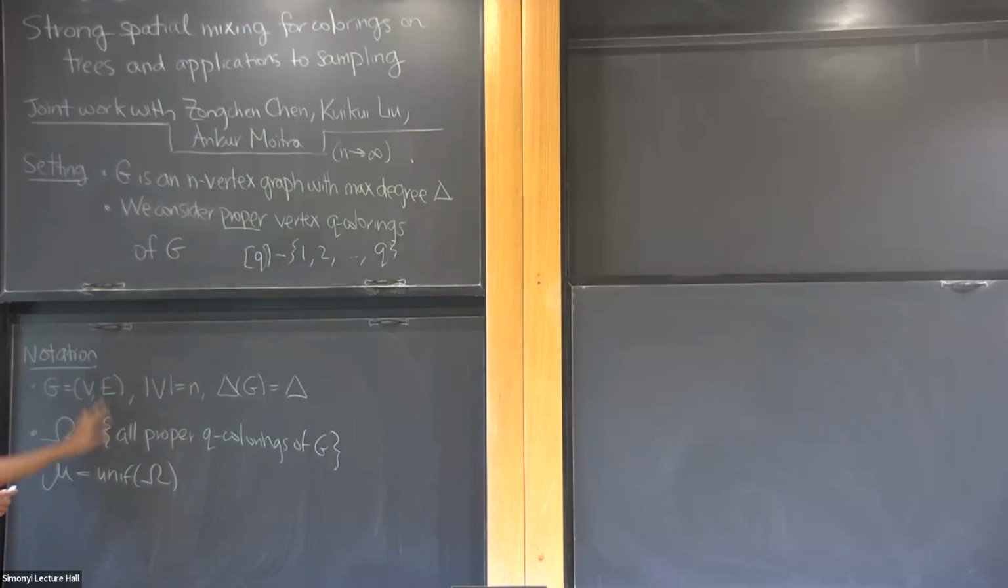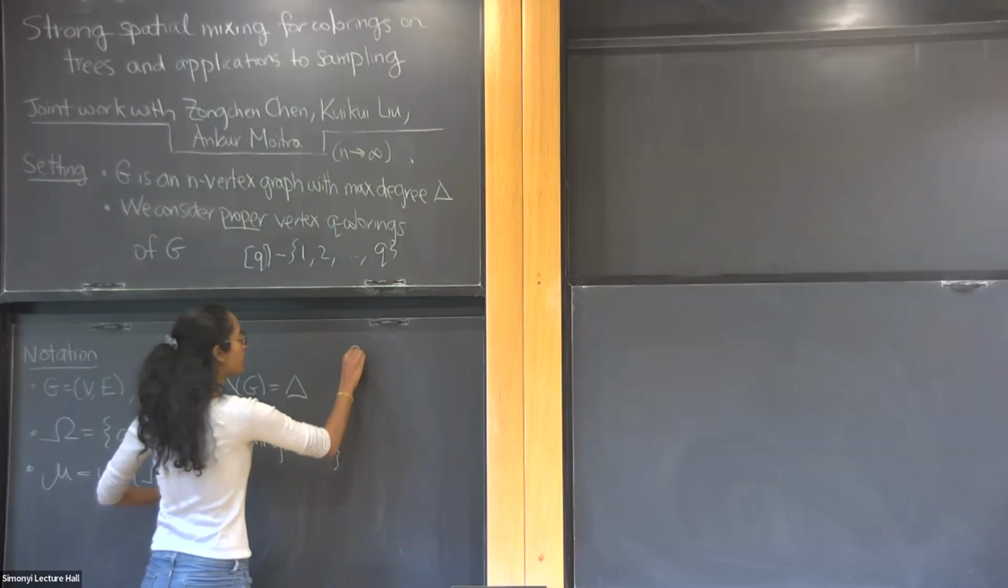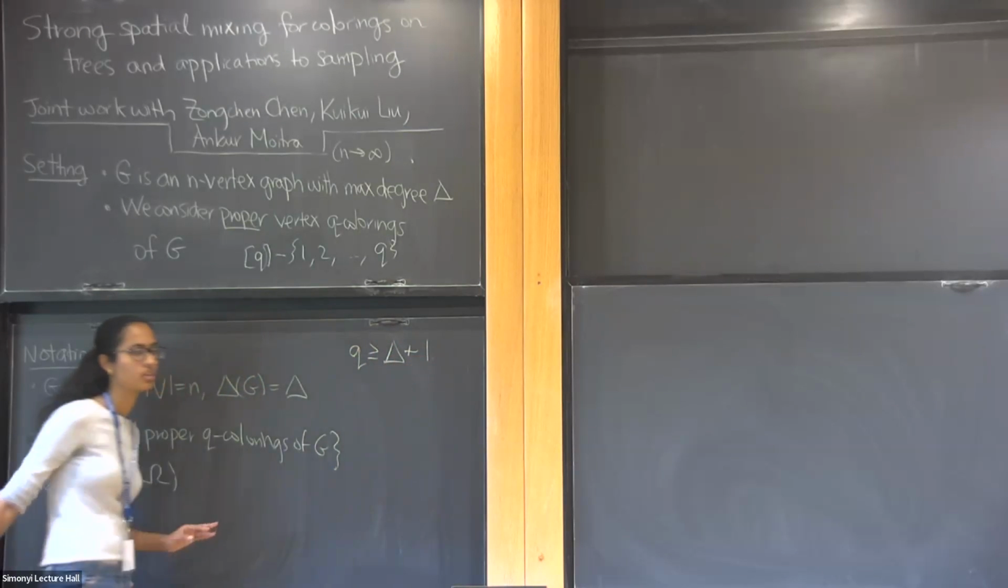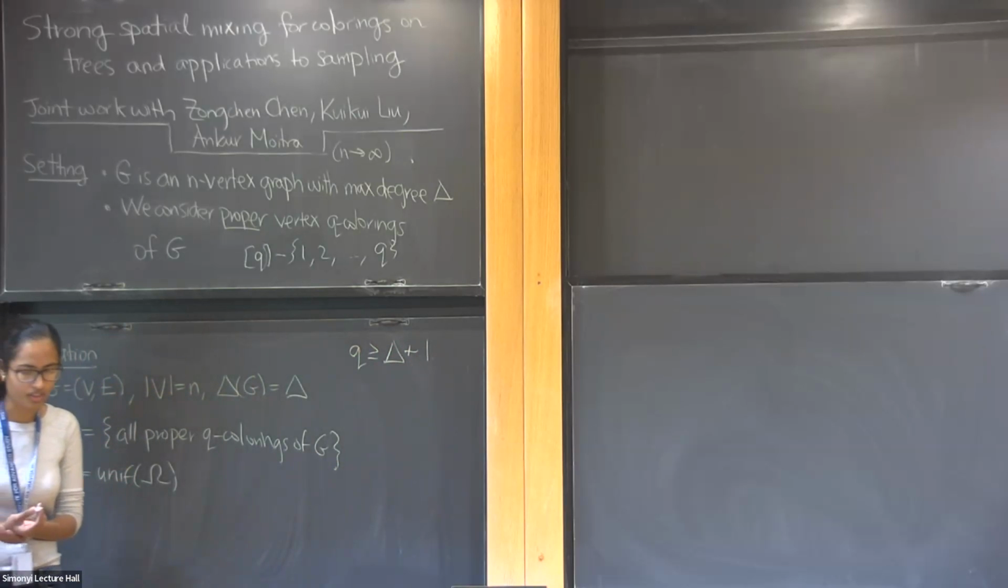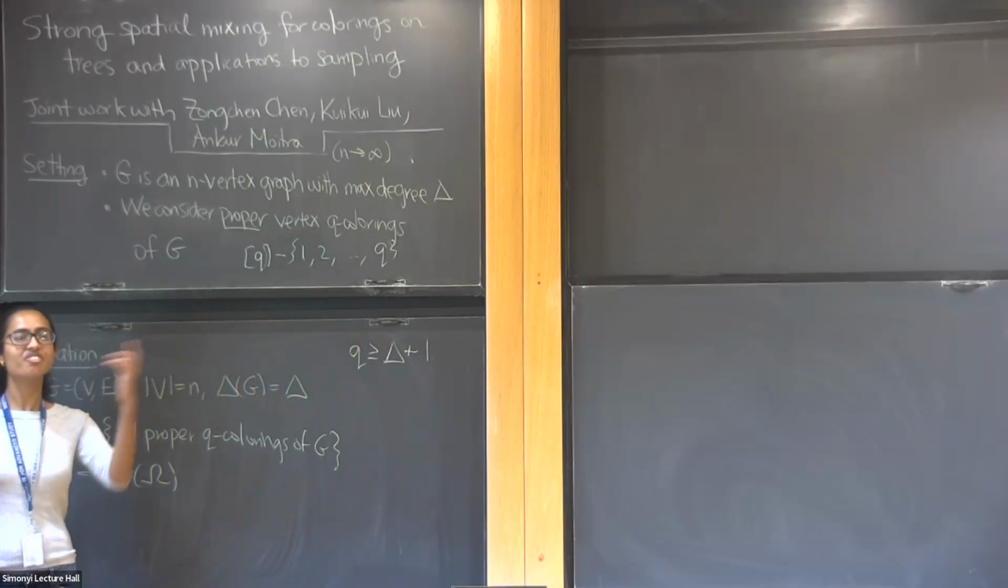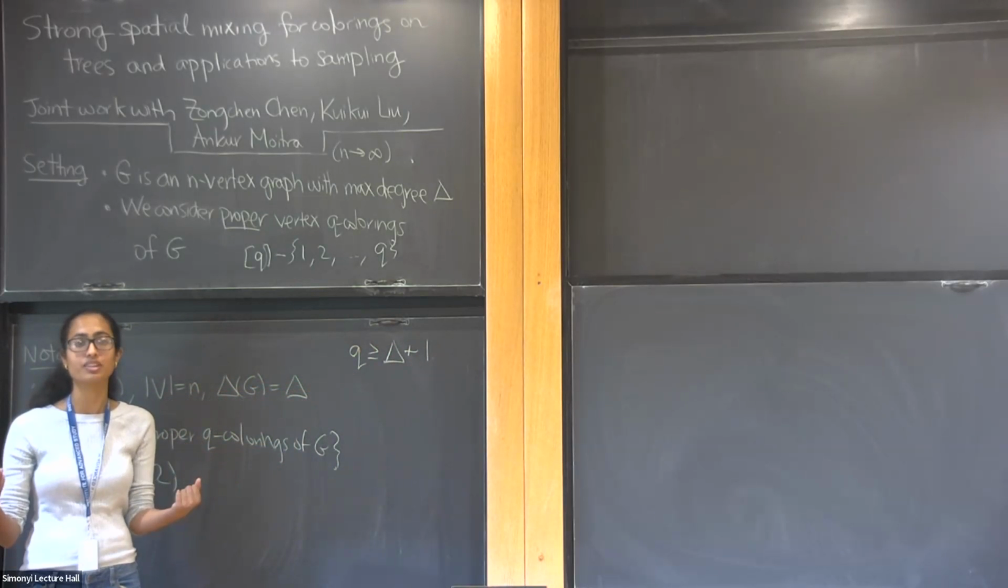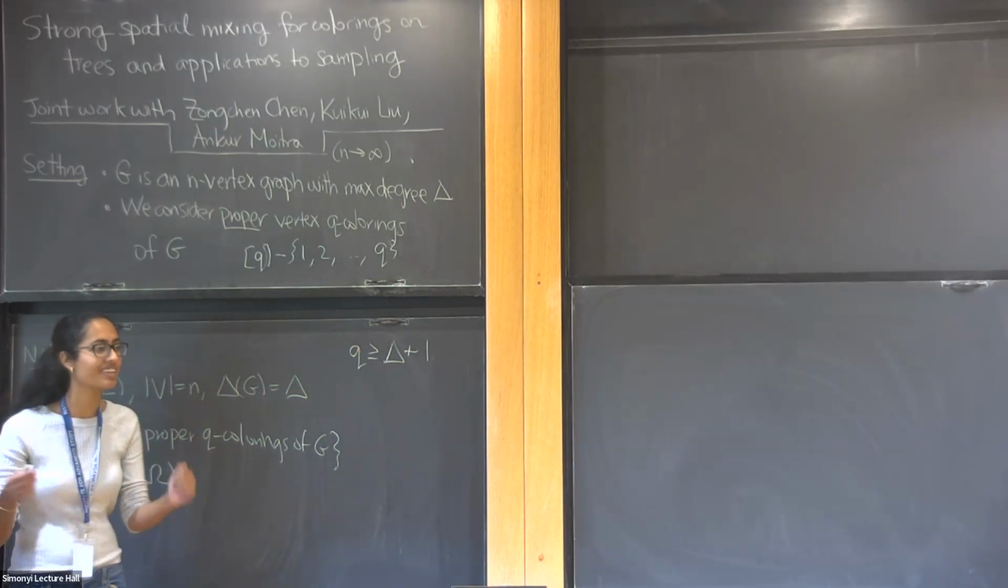Now, importantly, because this is the question we're going to be studying, the regime we're going to work in is where the number of colors is always at least 1 plus the maximum degree. Why is this the case? Well, in the positive direction, if I have at least this many colors, I can always find a proper q coloring. How can I do this? I can do it greedily.